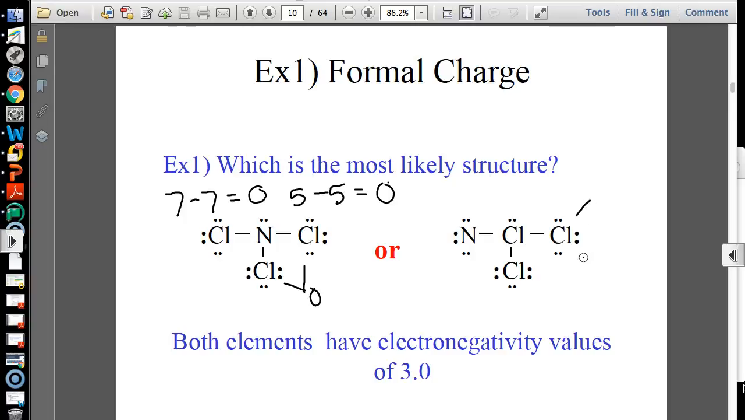On this chlorine, again 7, and then I have 7, so it's 0. This chlorine is also 0 for the same reason. Then nitrogen has 5 valence electrons, and I count 1, 2, 3, 4, 5, 6, 7, and that equals -2. This chlorine is 7 minus 1, 2, 3, 4, 5, which equals +2. The formal charges in this add up to 0 as well, but this chlorine and this nitrogen had formal charges of -2 and +2. So of these 2 choices, this one is better. How do you feel about that?